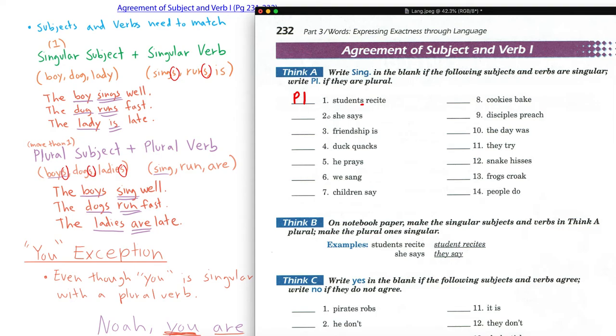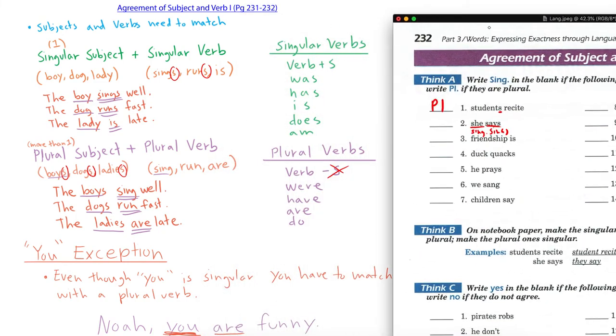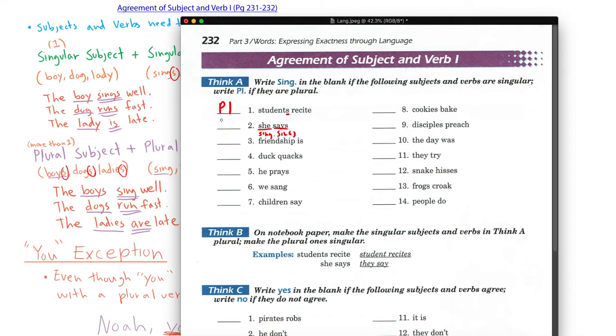So let's do another one. She says. Well, she is singular, doesn't have an s at the end, right? And says is also singular because verbs that do have an s at the end are singular verbs. So we know this is singular.